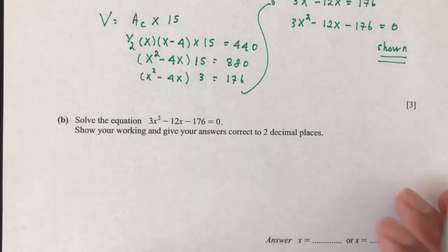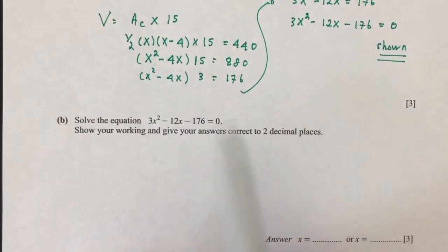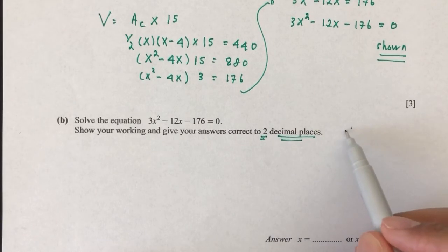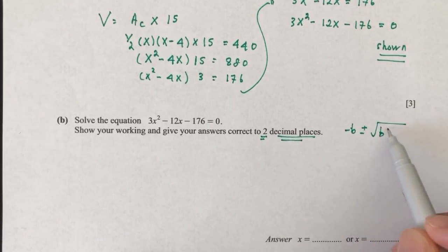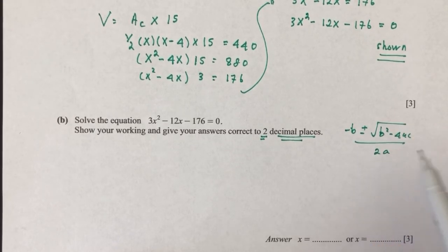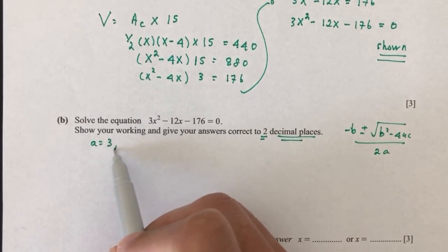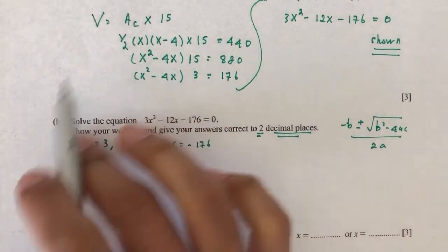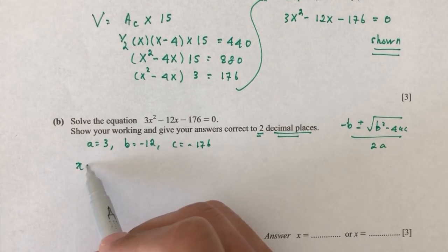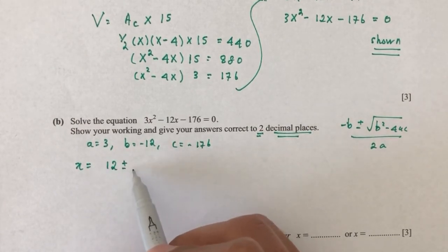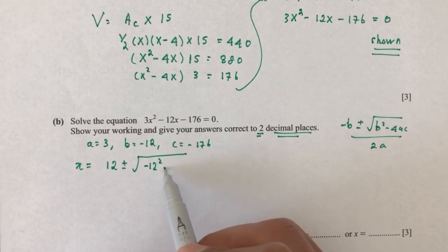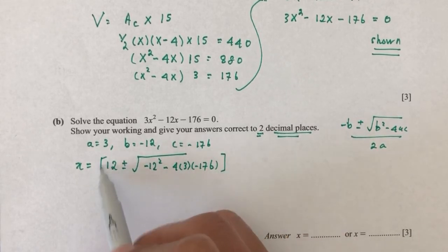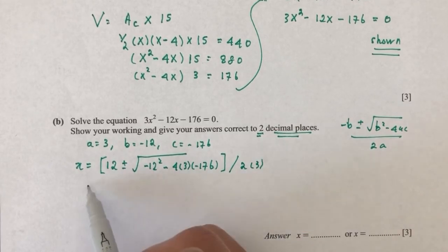Moving on to part B, solve the equation. This is the same equation here. Show your work, and give your answers correct to 2dp. So when you see this, you know that you have to use the formula, which is minus b plus minus square root of b squared minus 4ac divided by 2a. So here a is 3, b is minus 12, and c is minus 176. So let's replace those values in this equation to find the value. So x is equal to minus b, which will be 12, plus minus square root of minus 12 squared, minus 4 times a times c, divide by 2 times a.